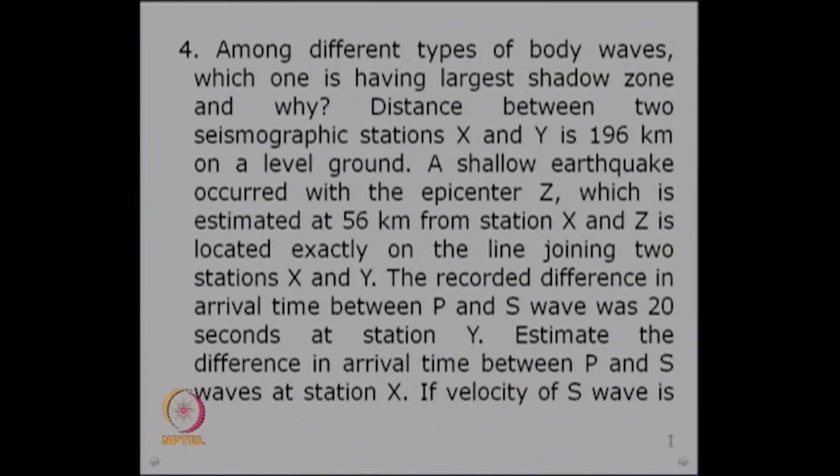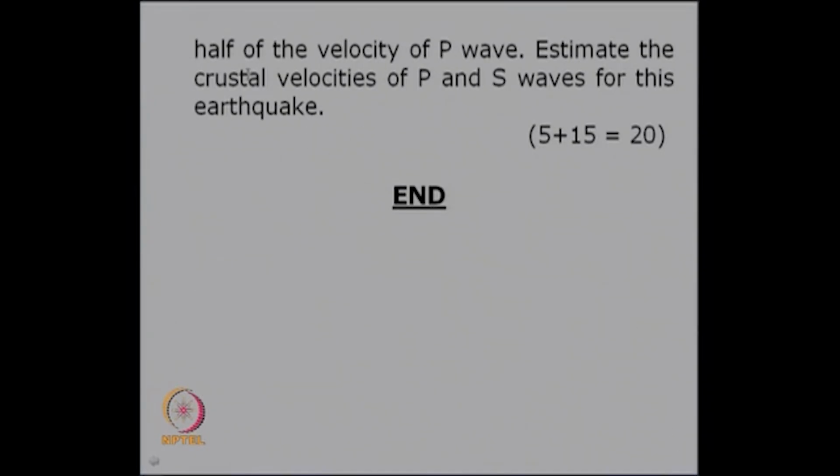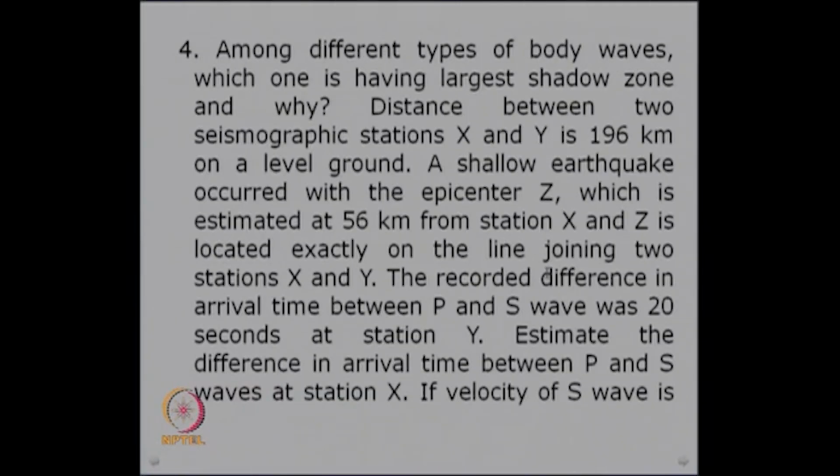If the velocity of S wave is half of the velocity of P wave, that is what we considered also, crustal wave velocity of S wave is typically half of that of P wave. Estimate the crustal velocities of P wave and S wave for this earthquake, and total marks carried are 5 plus 15, 20 marks. 5 I have already answered, 15 is for this numerical problem. So, now let us solve this problem.